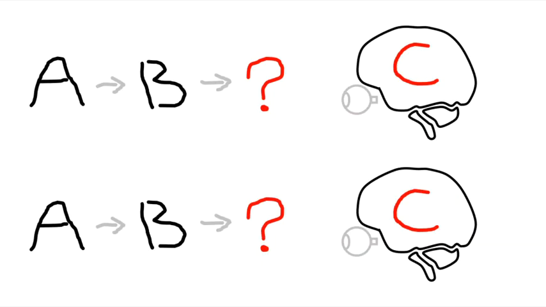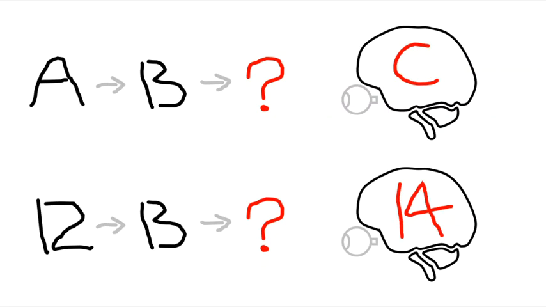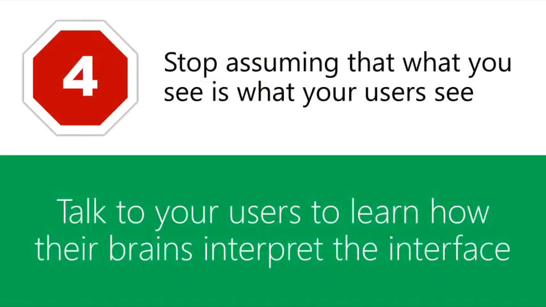But what if you did this? If you put the letter A first, people would be more likely to guess the letter C. And if you put the number 12 first, people would be most likely to guess the number 14. Now you can see how it's possible for people to see the same thing, but for their brains to interpret it differently. So stop assuming that what you see is what your users see. Talk to your users to learn how their brains interpret the interface.